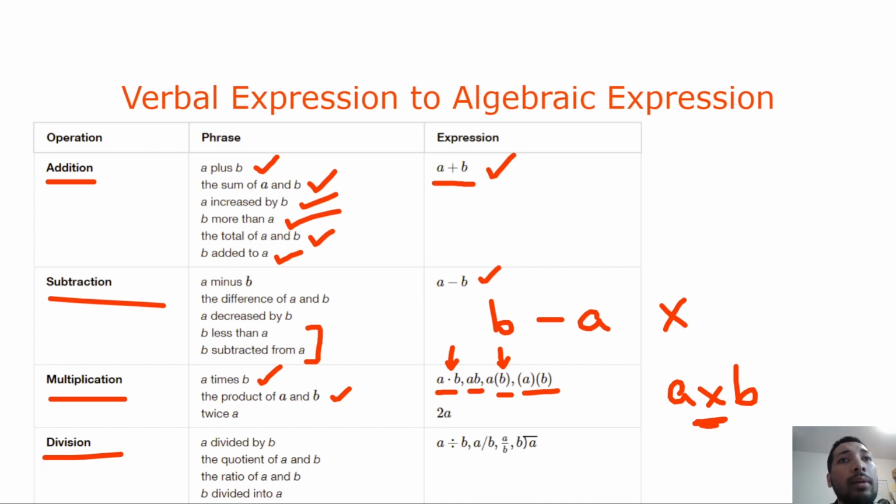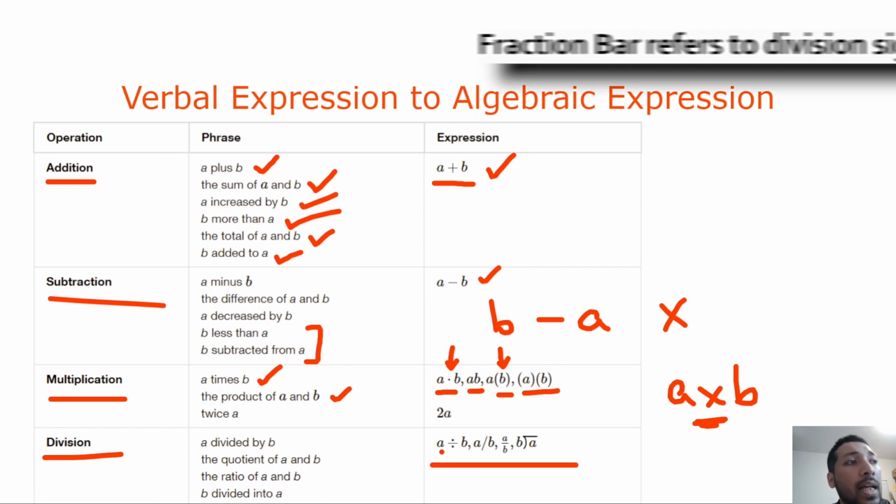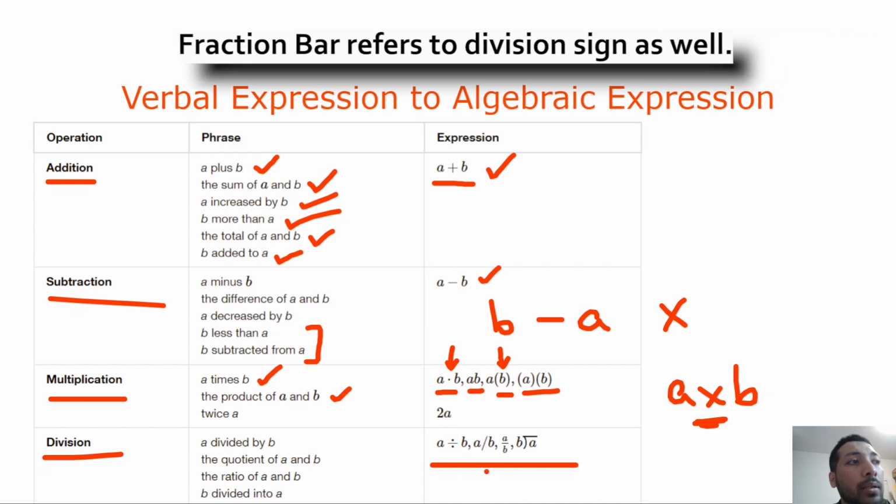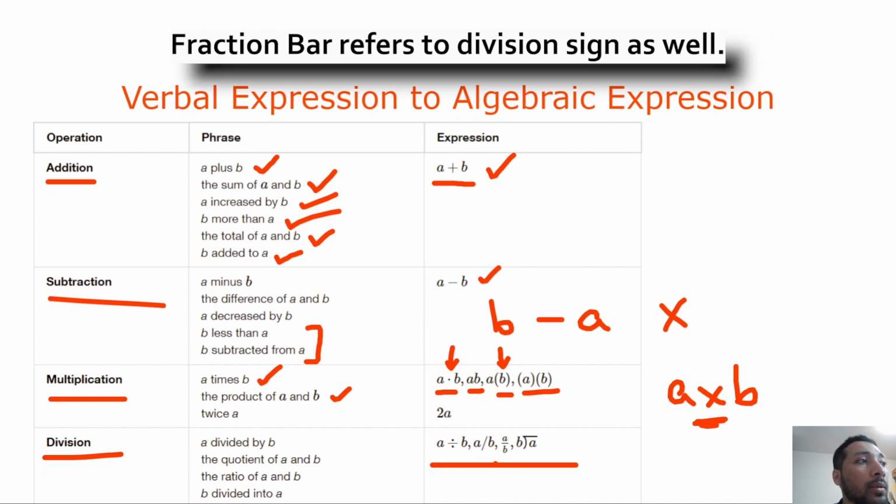The last one we have is division. So a divided by b, the quotient of a and b, the ratio of a and b, b divided into a, all these are carrying the same meaning as a division operation b, or a over b. So keep that in mind going forward.